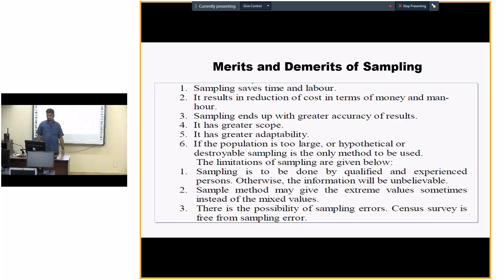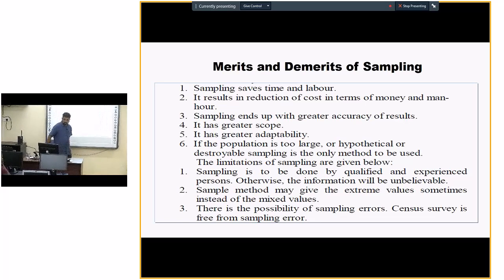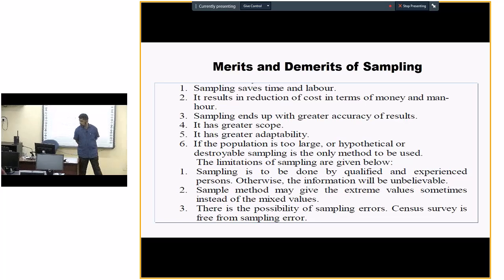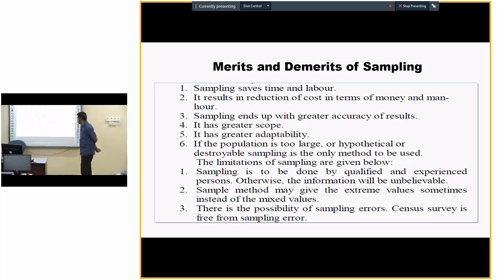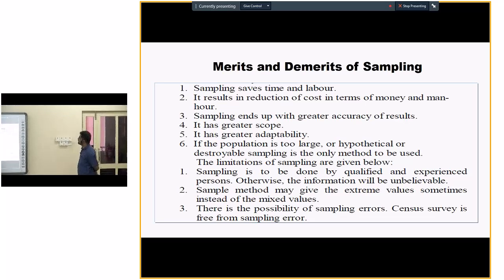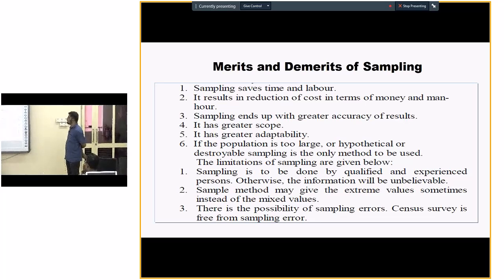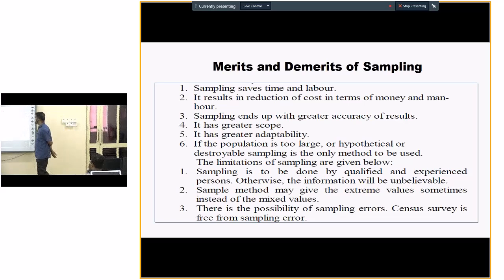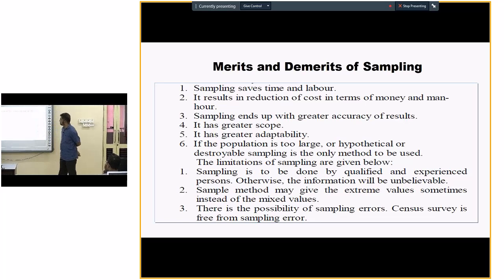Here are the merits and demerits of sampling. What are the merits? Sampling saves time and labor. It results in reduction of cost in terms of money and man-hours. And sampling ends up with great accuracy of results.